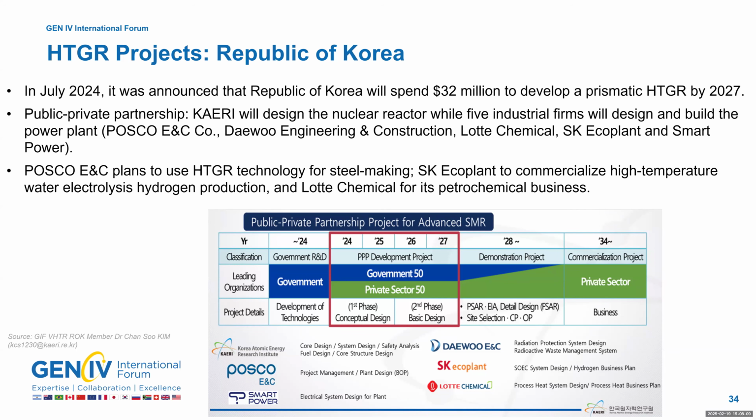So in this case, we see, for example, that POSCO plans to use it for their steelmaking facilities, SK Ecoplant for water electrolysis and hydrogen production, and then Lotte Chemical for the petrochemical business. So right from the beginning, this project is planned to use process applications not as opposed to electricity, but in addition to electricity production.